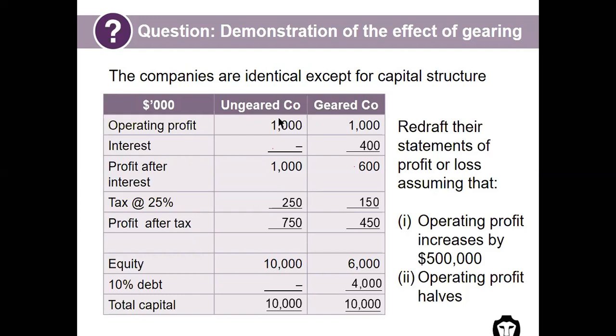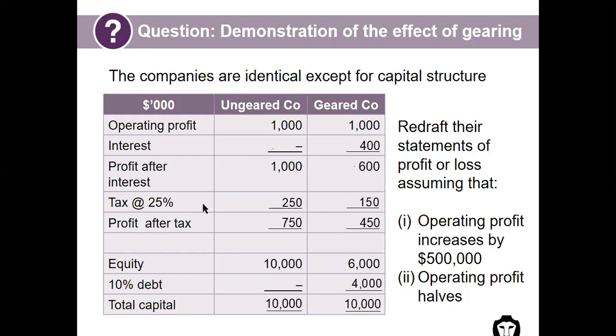So they make profit 1,000, 1,000, and then interest cost. Because it does not have any debt, there is no interest cost. And it pays interest on the debt, 400. So profit after interest is 600. Then you pay tax 25%. So he pays 25% on 1,000 and he pays 25% on 600.